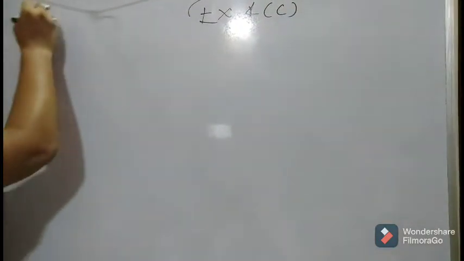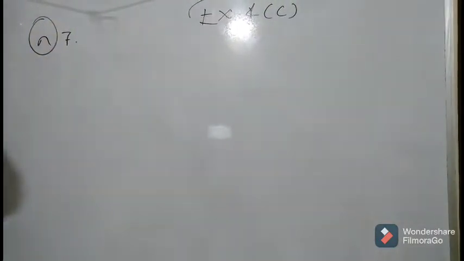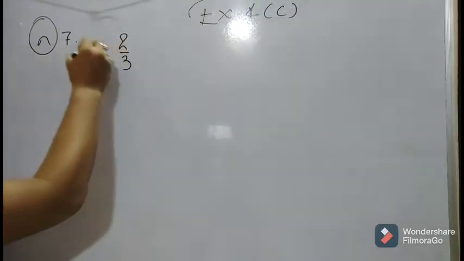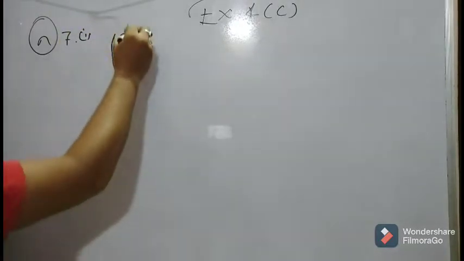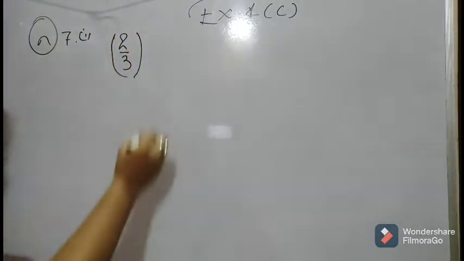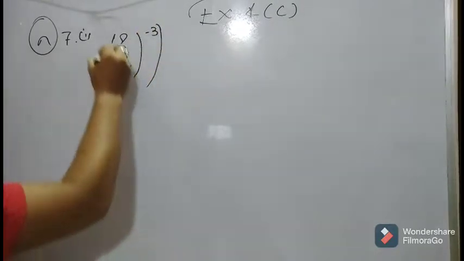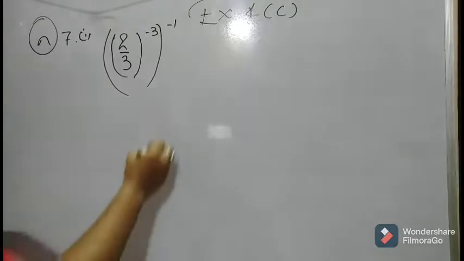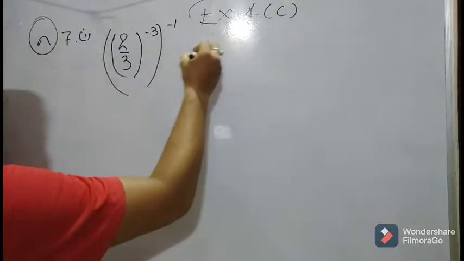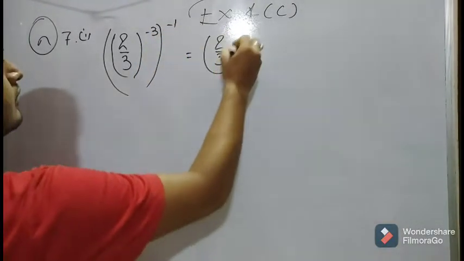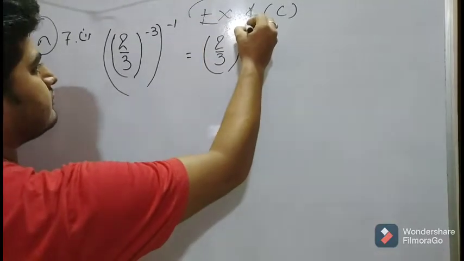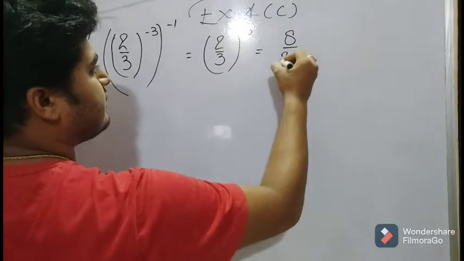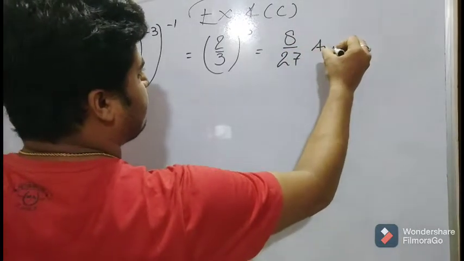Let us see question number 7. Question number 7 is saying, in the first part, 2 by 3 raised to the power minus 3, raised to the power minus 1. So in brackets the powers get multiplied, so 2 by 3 to the power minus 3 into minus 1 will become 3. 2 power 3 will be 8, 3 power 3 will be 27, so 8 by 27.